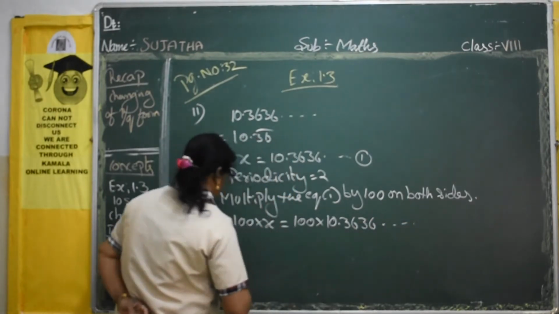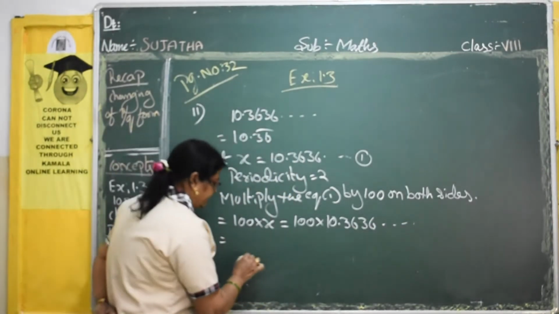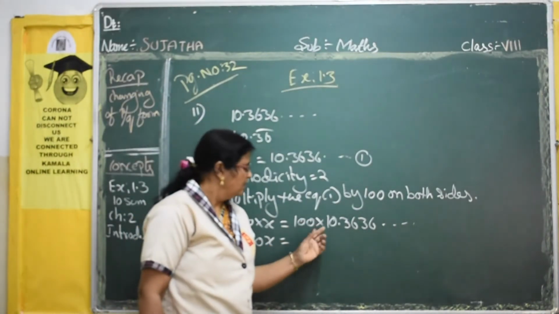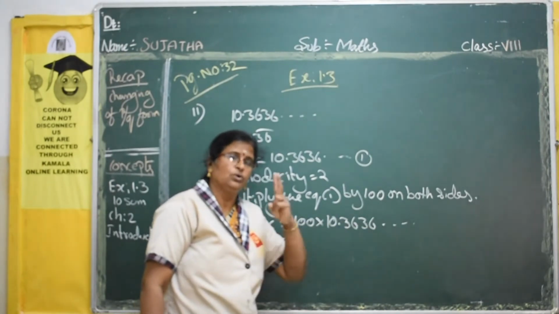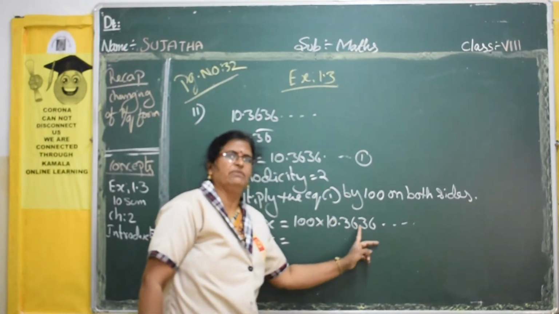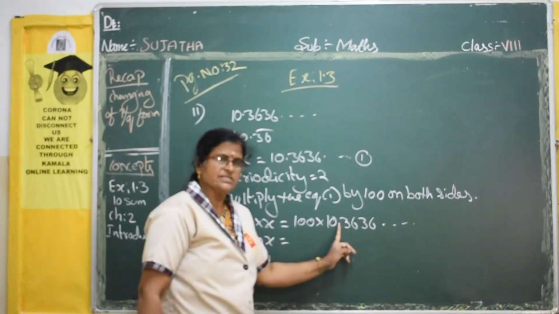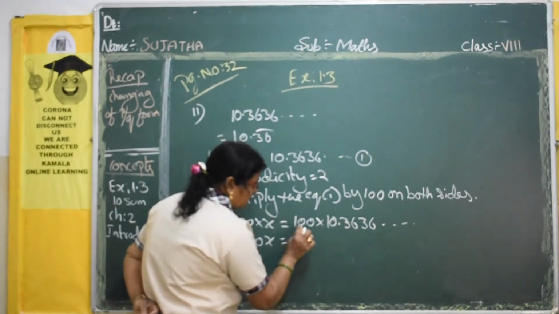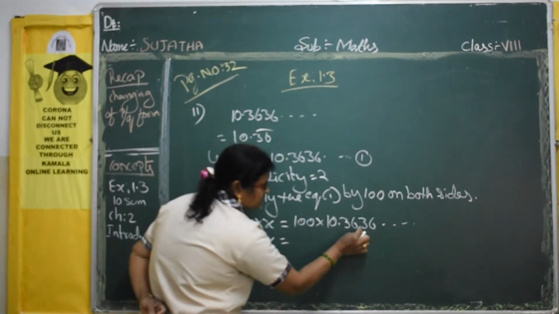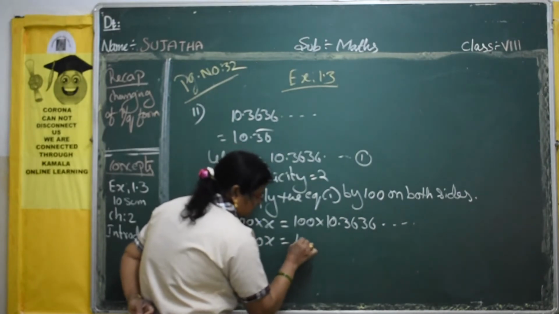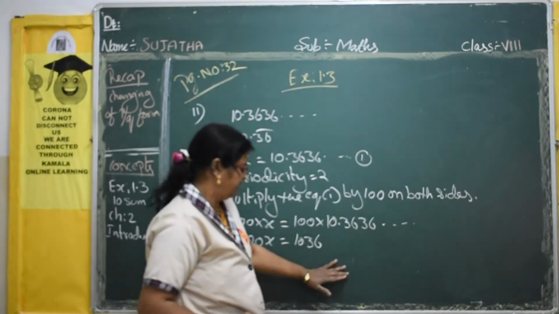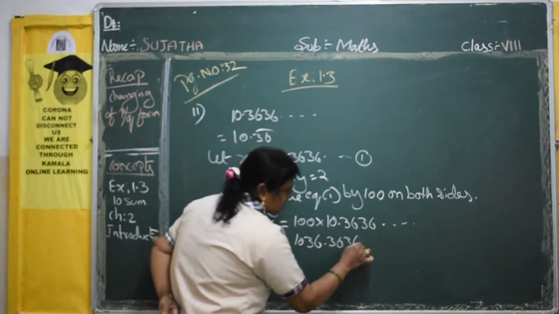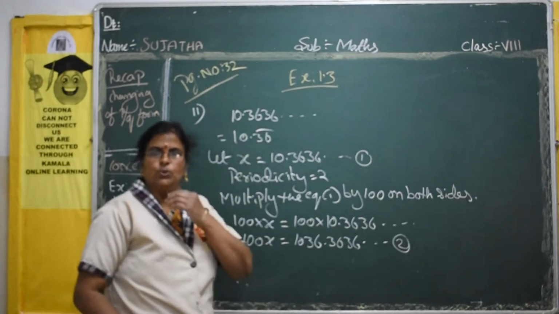100 into x becomes 100x, which is equal to 100 times 10.3636 and so on. When you multiply by 100, the decimal point moves 2 places forward: 1, 2. So we get 1036, and the point comes here, then 3636 is repeated. Call it equation 2.